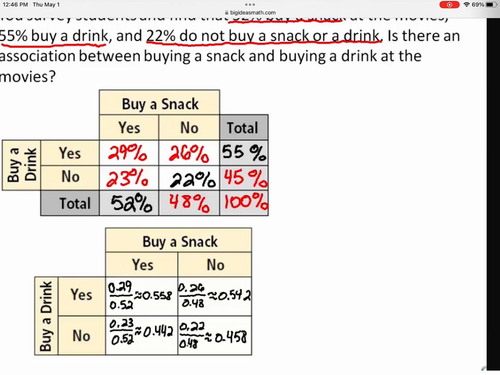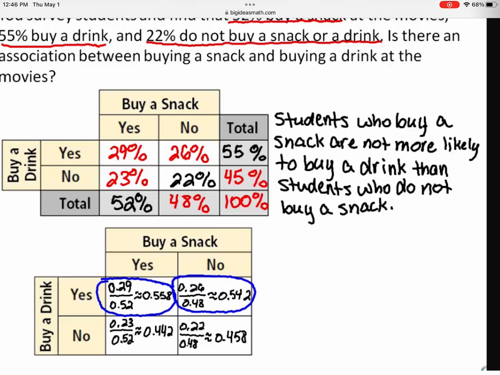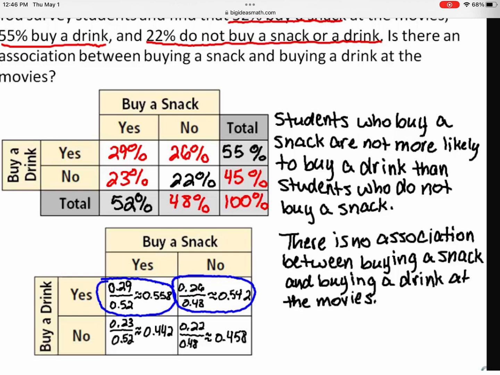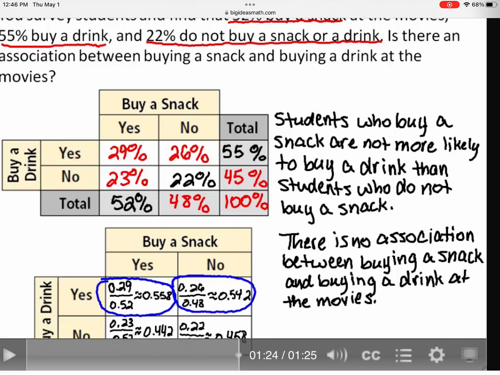Of the students who buy a snack, about 55.8% buy a drink. Of the students who do not buy a snack, about 54.2% buy a drink. It appears that students who buy a snack are not more likely to buy a drink than students who do not buy a snack. So there is no association between buying a snack and buying a drink at the movies.